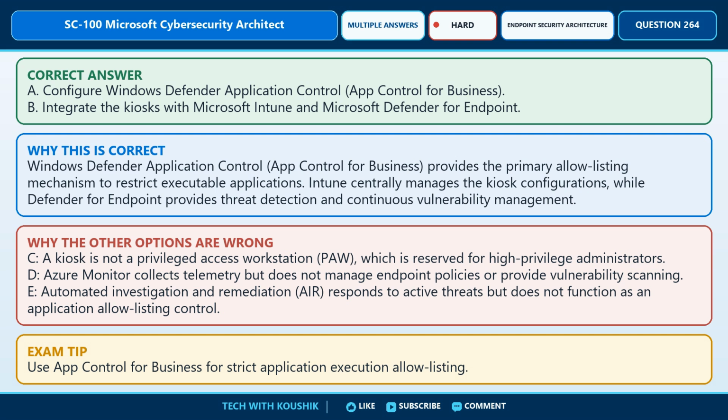Why are the other options not correct? C. A kiosk is not a privileged access workstation, PAW, which is reserved for high-privilege administrators. D. Azure Monitor collects telemetry but does not manage endpoint policies or provide vulnerability scanning. E. Automated investigation and remediation, AIR, responds to active threats but does not function as an application allow listing control. Exam tip. Use App Control for Business for strict application execution allow listing.